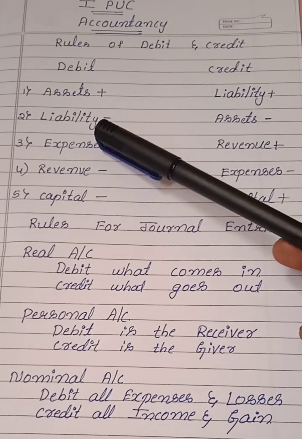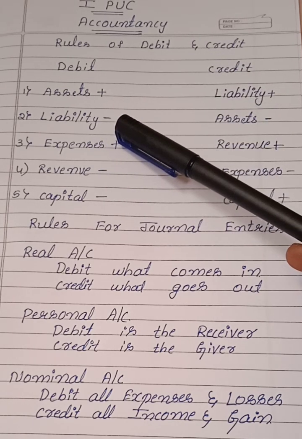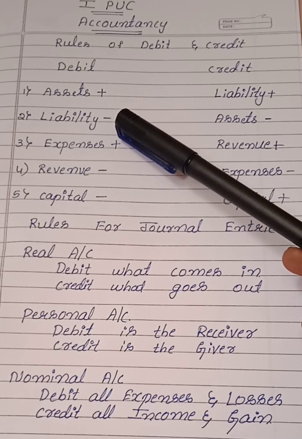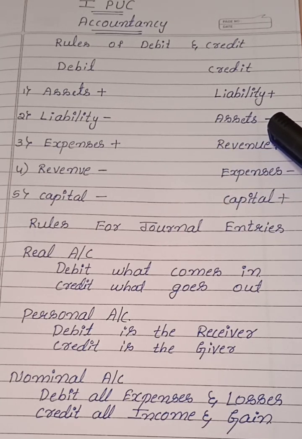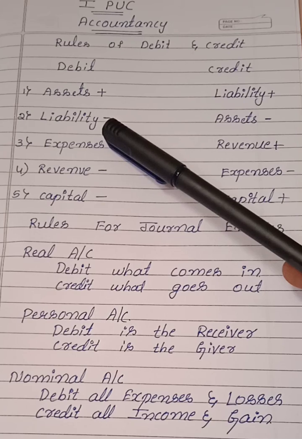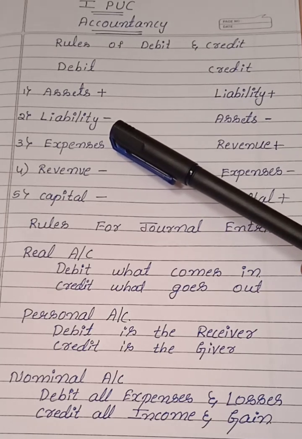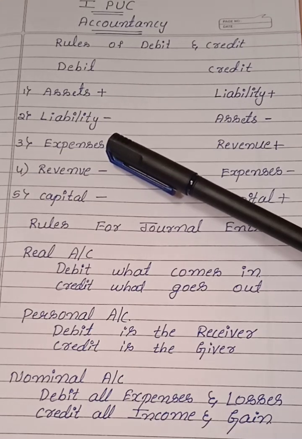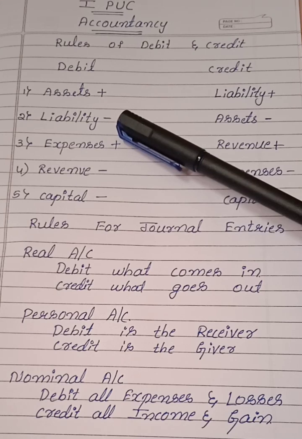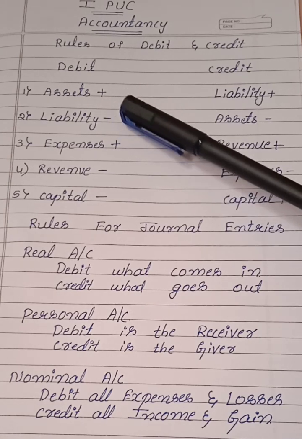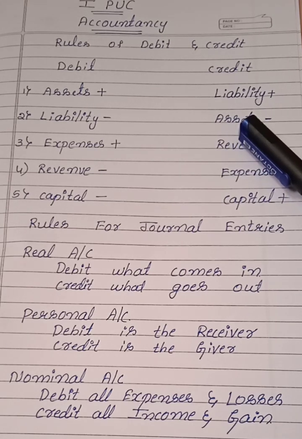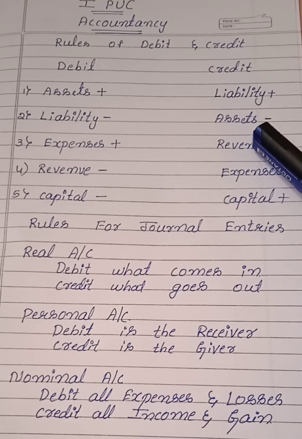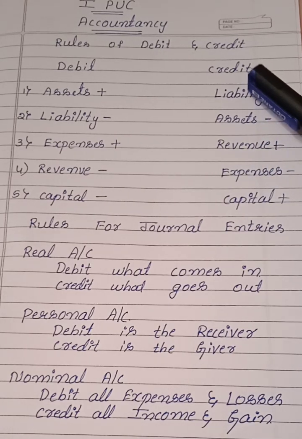Okay. And second, if a liability decreases, you have to record it at the debit side. And if an asset decreases, you have to record it in the credit side. For example, if you pay something to a creditor, the liability is going to decrease, so you record that into the debit side. If your asset decreases, that means you are selling some assets, so your asset is going to decrease, and you record that into the credit side.